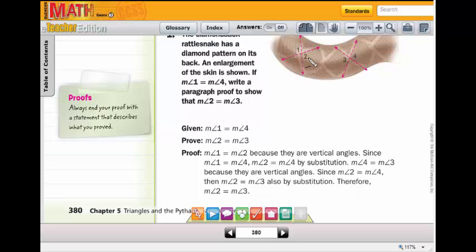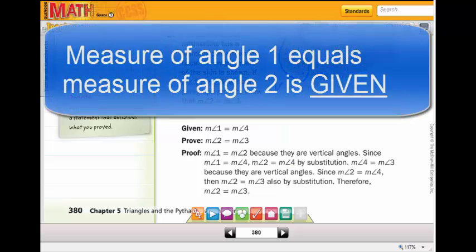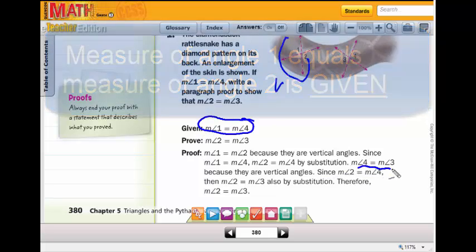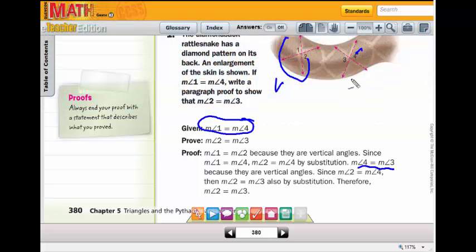We can show that measure of angle 1 is the same as angle 2 because they're vertical. We can show that the measure of angle 1 equals 4 because the measure of angle 2 was given to be 4. And then we can look at the measure of angle 4 is equal to 3 also because they're vertical.